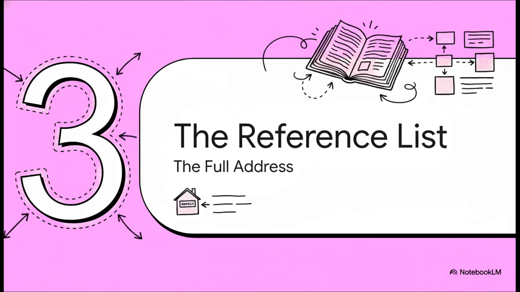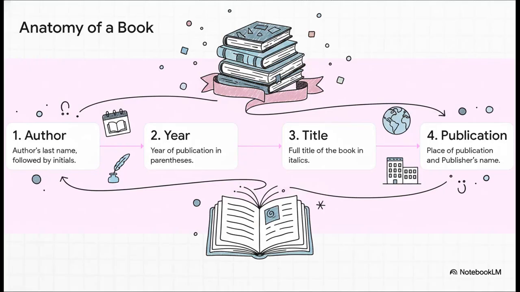All right, we have totally mastered the in-text pointer. Now let's talk about where all those pointers lead. We're moving on to the reference list. That's the full address section at the end of your paper where every single source you mention gets its complete entry. Let's break down a book reference.